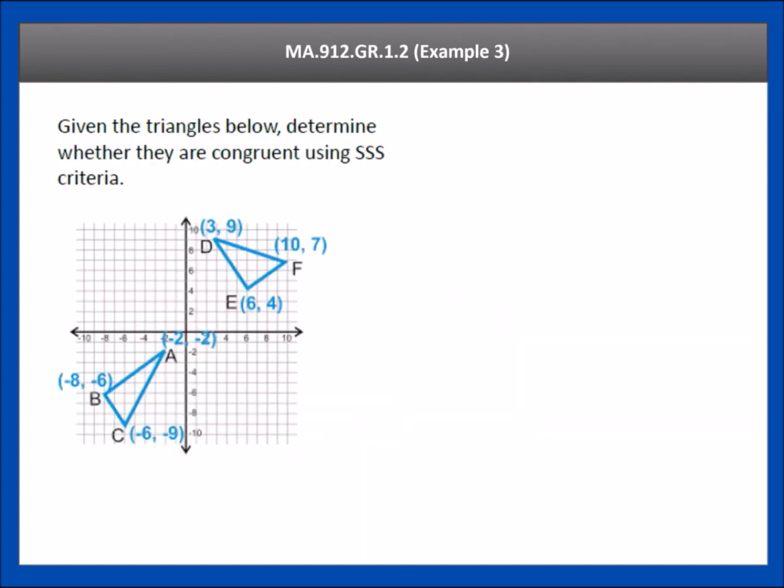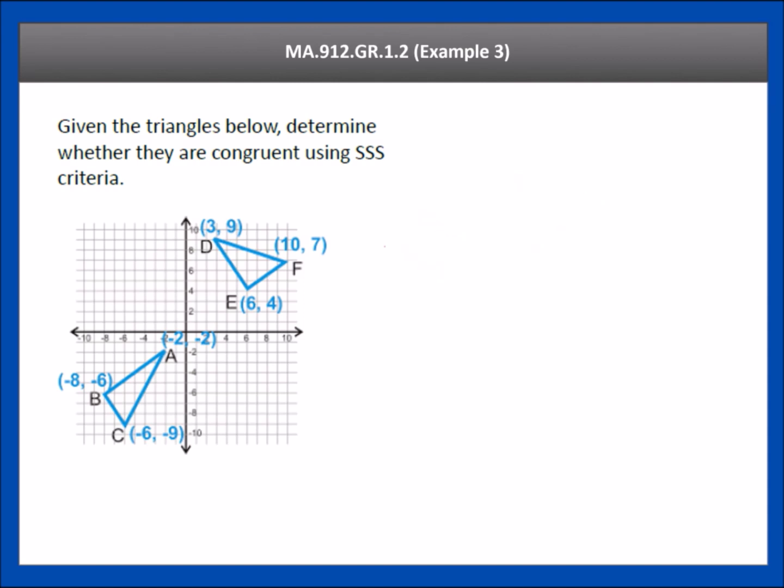All right. So for example 3, given the triangles below, determine whether they are congruent using SSS criteria. Now SSS means that if you look at two triangles, one side is congruent to the other, this side is congruent to that, the other side is congruent to the other side. So we got side, side, side. So we have to show that all the sides are congruent. Or if we show that one of the sides that match up are not congruent, then we can say it's not congruent using SSS.